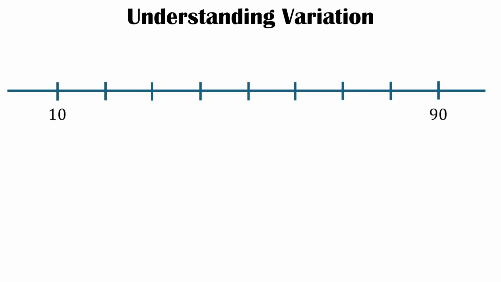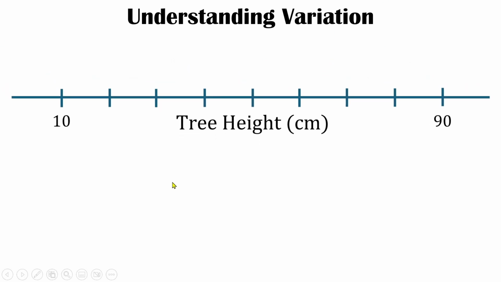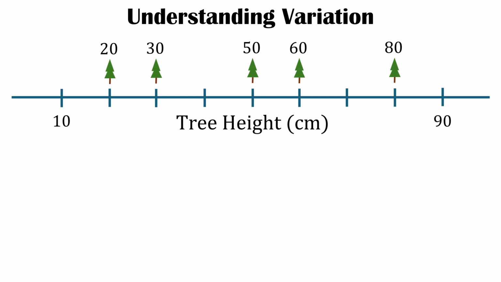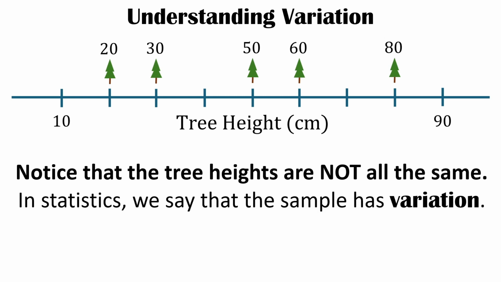So here's our scale. It's going to be tree height in centimeters, and this is our sample. So the key feature of this sample is that not all trees are the same height. In other words, there's variation. So the word variation simply means not all data points are the same. So conceptually, it just means not all the same.